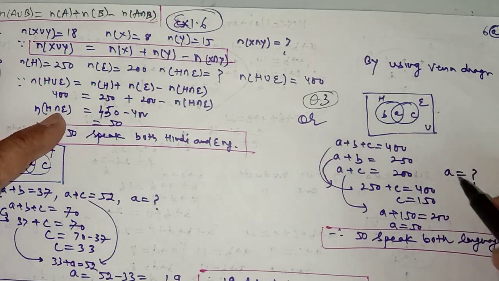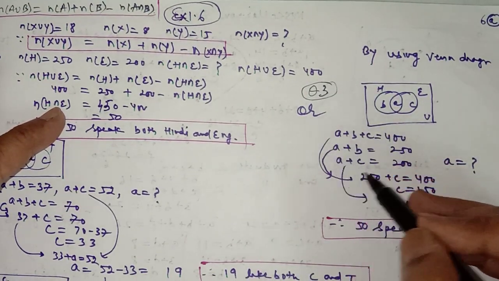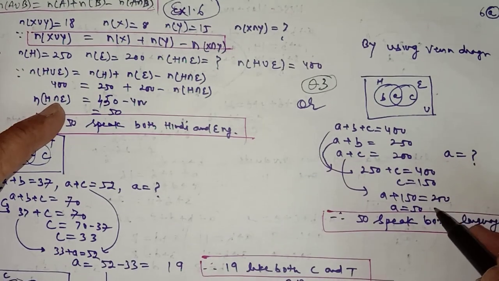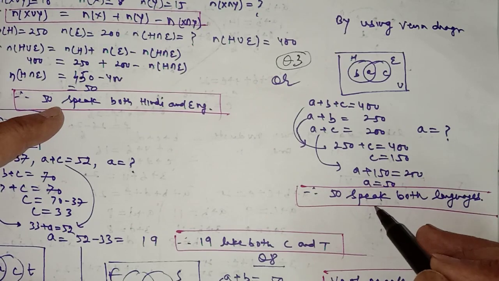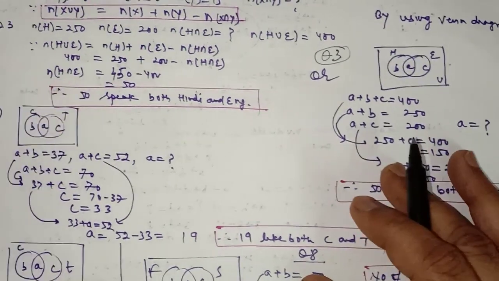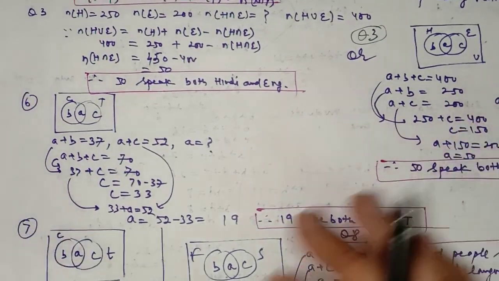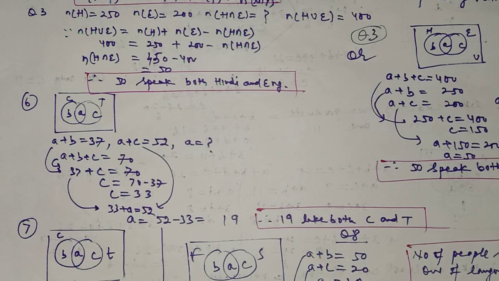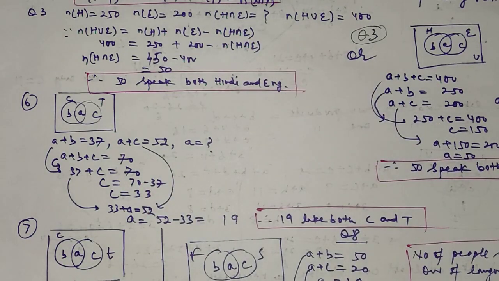You have to find the value of A, which can be obtained by solving these three equations using the substitution method. You will get the value of A, and in the end you have to write in the statement that the number of persons speaking both the languages is 50. Now try to do these types of questions using the Venn diagram, because it becomes somewhat easier than the cardinal number formula.